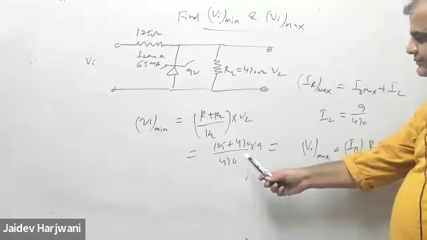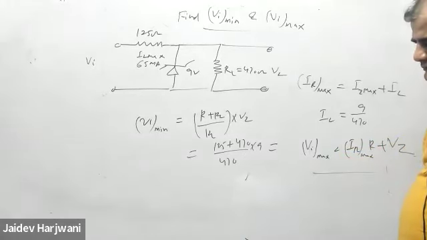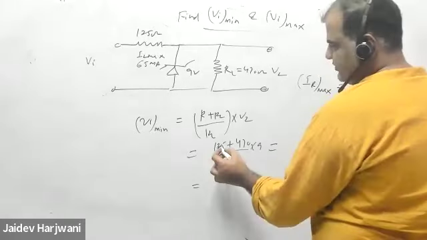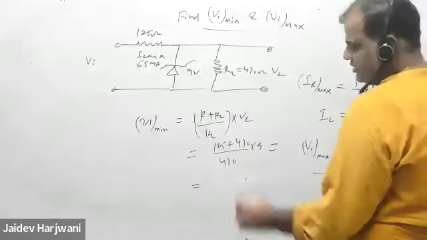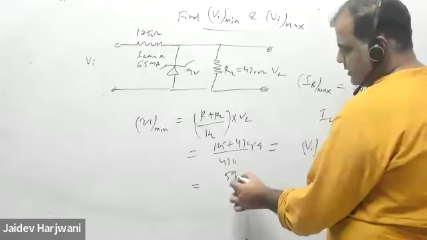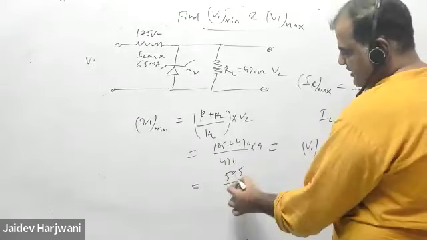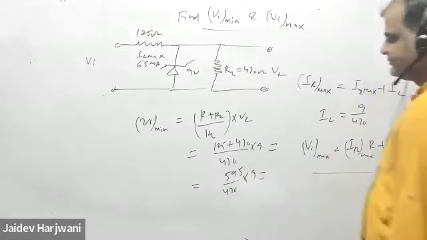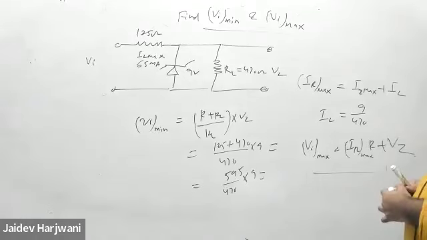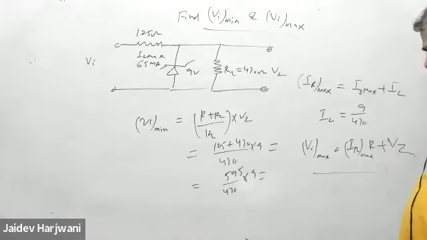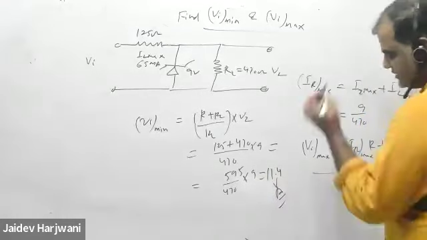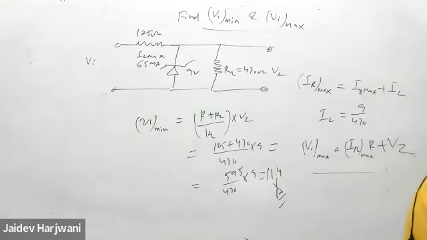What is VI minimum? 125 plus 470, how much? 595, divided by 470 into 9. What is coming? Tell me. So 11.3, yes. So approximately 11.4 volt is the answer. Okay.